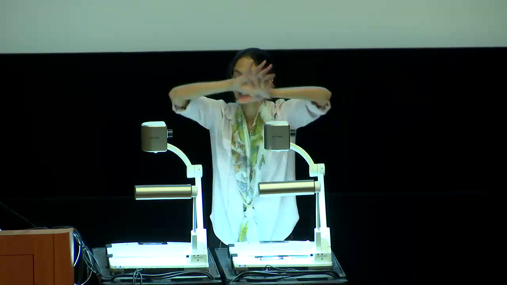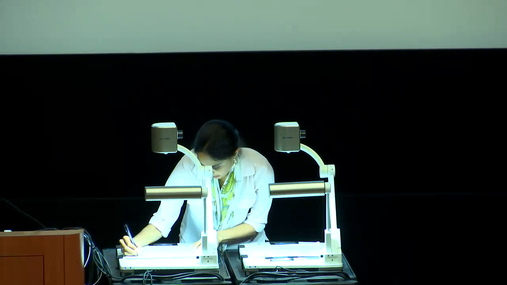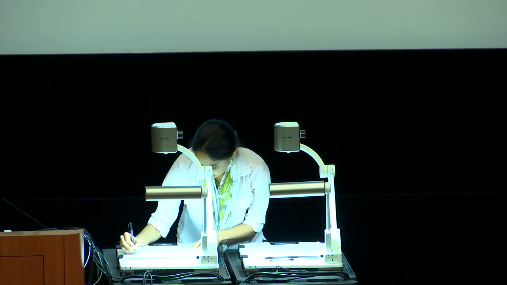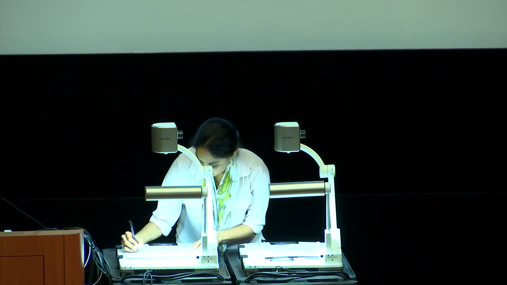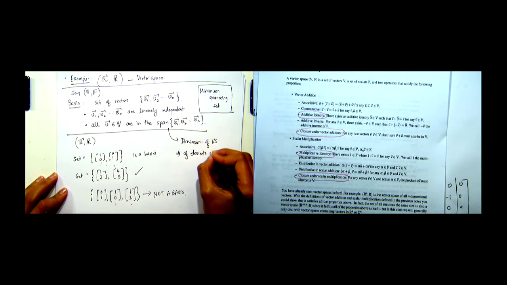So a basis is basically a minimum spanning set. It's the smallest set of vectors that spans the entire vector space. And the number of elements of your basis is what is called the dimension. So this is your minimum spanning set. And the dimension of the vector space is basically the number of elements of the basis.